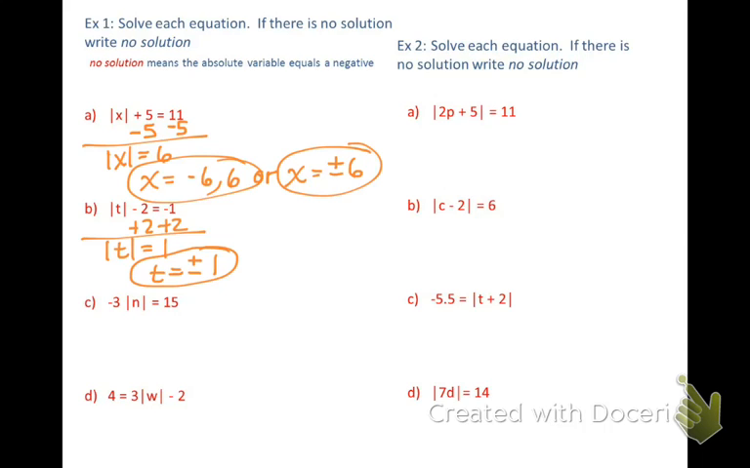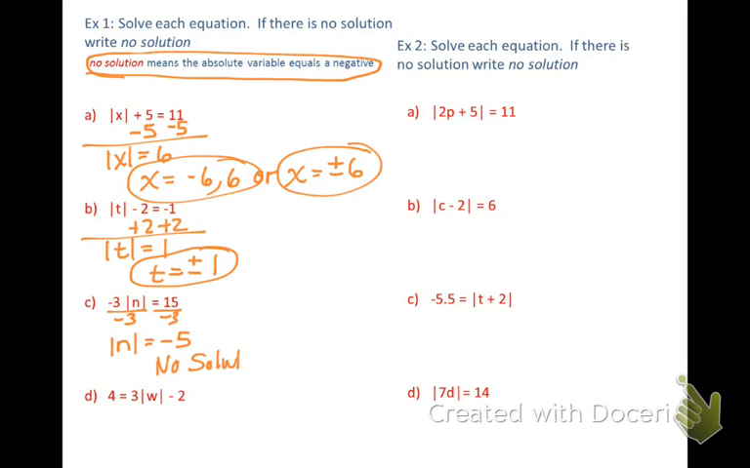C, the next one. The absolute value again is not by itself, so we need to get it by itself. So I'm going to divide by negative 3. So I have the absolute value of n equals negative 5. If you look up at the top again, no solution means the absolute value of a variable equals a negative. Well, the absolute value of n equals negative 5, and absolute value cannot equal a negative, so it would be no solution.